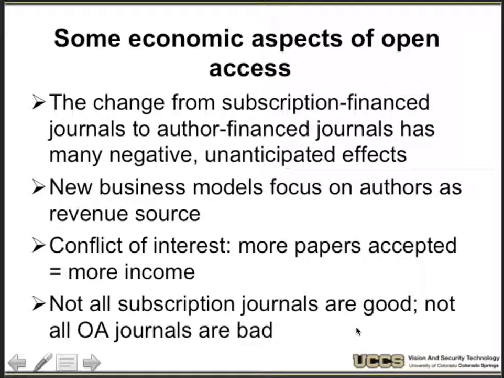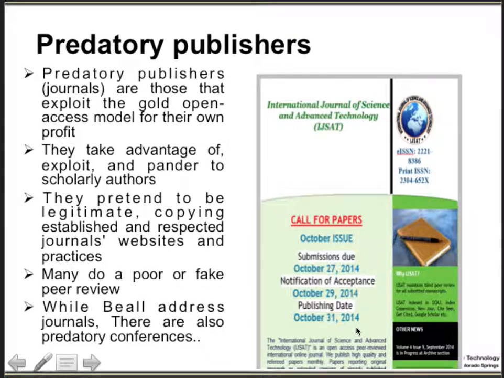And this is the only part of open access that I think has been, one of two that has been, very problematic. The business model focuses on authors as a revenue source, and now there's a conflict of interest. The more papers that are accepted by a journal, the more income they get. So they have this conflict. They don't necessarily want to reject your paper because you don't pay unless your paper gets published as an author. Not all subscription journals are good. Not all open access journals are bad. So that's not an instant ramification. But the conflict of interest has led to what Jeffrey Beall has been calling a predatory publisher, which I think is a good term for it.